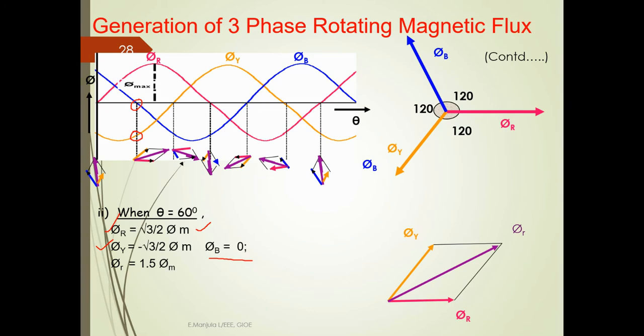Here phi y is in the negative direction, so we are considering it in this direction. So here is phi y and phi r is positive, and the resultant will be this part. This is 1.5 into phi maximum. Otherwise we can say that it is 3 by 2 phi maximum.